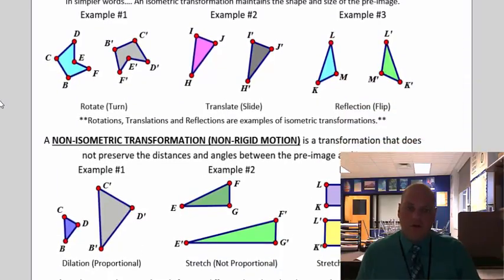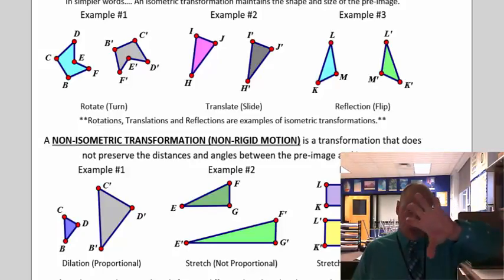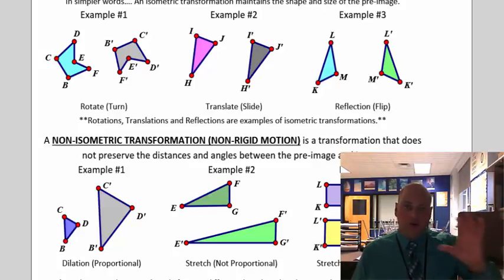Example 1, 2, and 3 up top here. Here's an example of a rotation that is an isometry, because the blue one going to the gray one, it's just turned. So that's a rotation. That is an isometry. That is a rigid motion. Example 2, the purple to the gray. All it did was slide over. That's called a translation, and that's just a slide, and that is also an isometry.